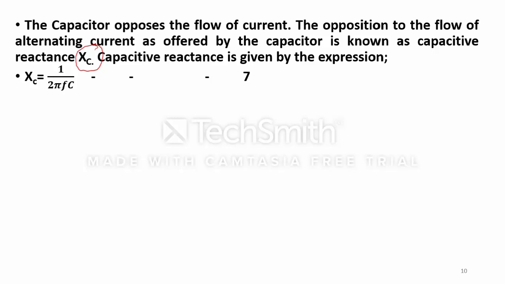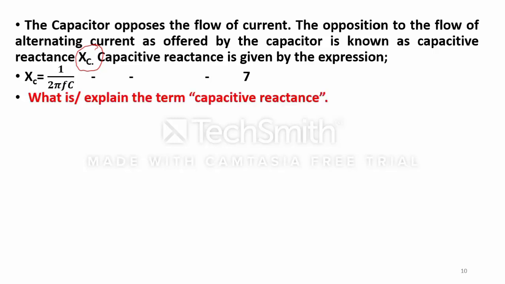So if a question is asked, explain the term capacitive reactance. What is capacitive reactance? It is simply the opposition to the flow of alternating current as offered by a capacitor. The SI unit of reactance is ohms.